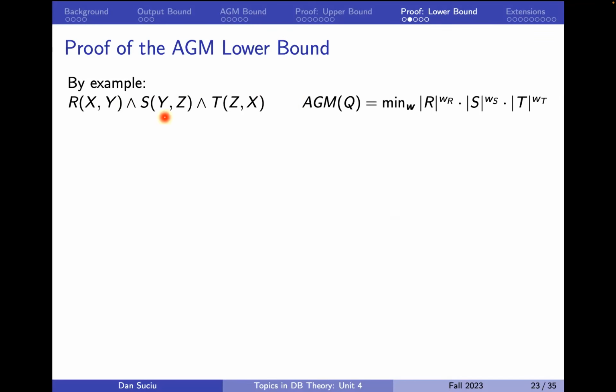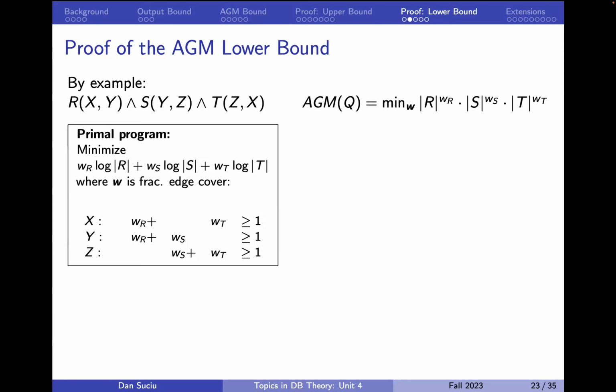I'm going to use this example with the triangle query. And recall that the AGM bound is a minimum of all the fractional edge covers. Now I'm calling them WR, WS, WT, because it's very important to keep track where they come from. I should have mentioned here an important point. For this proof, for the lower bound, I'm giving up on entropies and entropic inequalities. I only retain the fact that the bound is given by a fractional edge cover. Now, the proof of that upper bound was using entropies, but now all I care about is that this is a fractional edge cover.